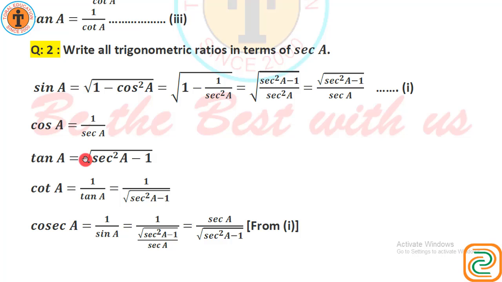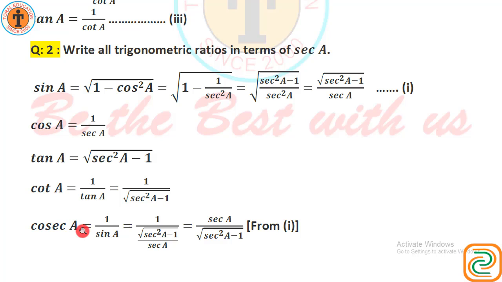This is also a formula. All the formulas are used in this exercise. Cot A equals 1 upon tan A, that equals 1 upon root of sec square A minus 1, because sec square A equals 1 plus tan square A. This is our formula. So tan A equals root of sec square A minus 1.